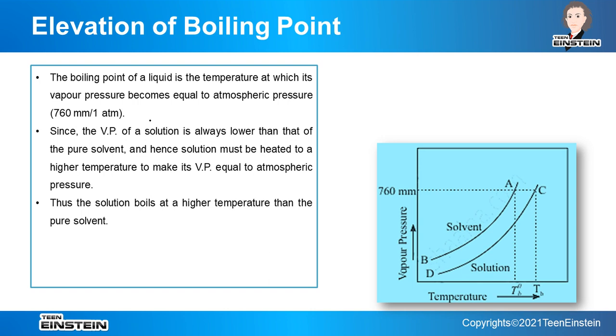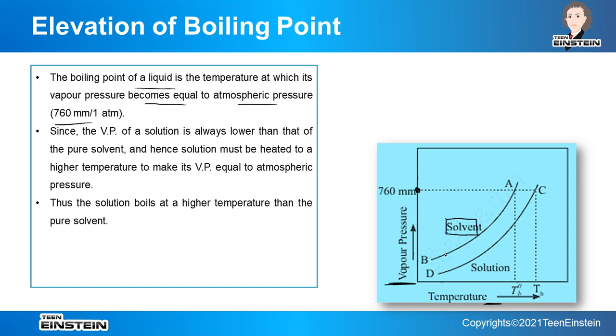So here, what is the definition of boiling point of a liquid, that we have to know. This is the temperature at which the vapor pressure becomes equal to atmospheric pressure. That is, the vapor pressure of the liquid becomes equal to the atmospheric pressure. Then only it can boil. And atmospheric pressure is basically 760 millimeter or 1 atmosphere. So in this picture we have taken vapor pressure on the y-axis and temperature on the x-axis. Okay, and on the vapor pressure axis this point is for atmospheric pressure.